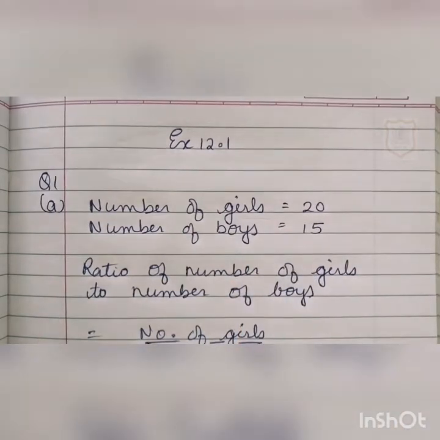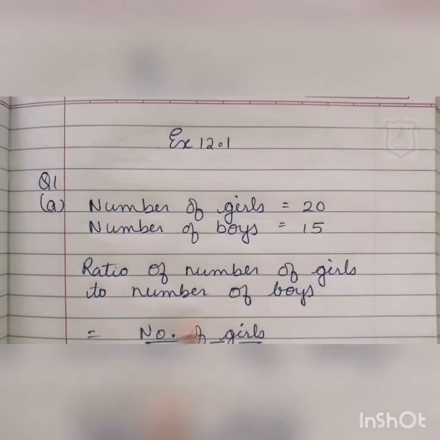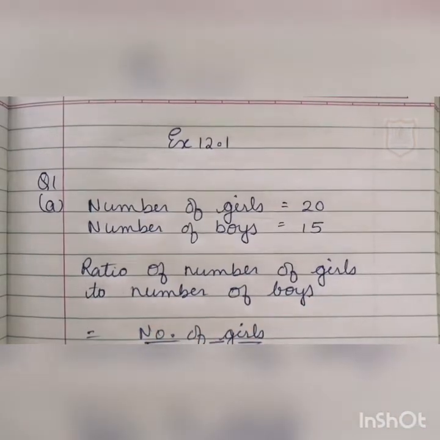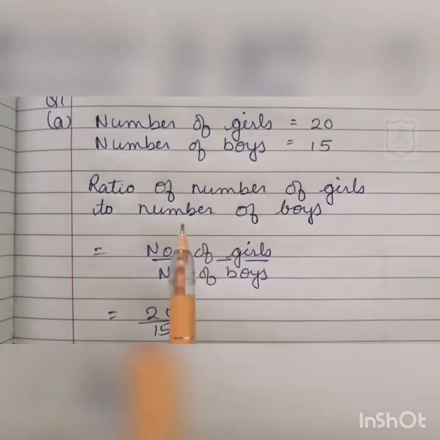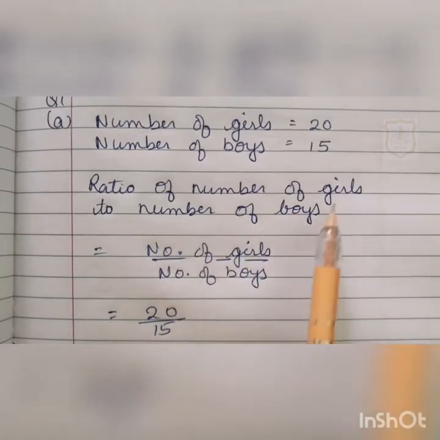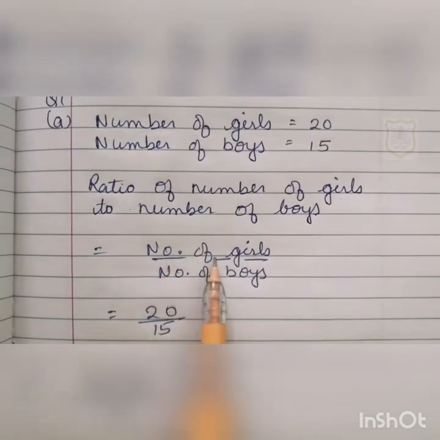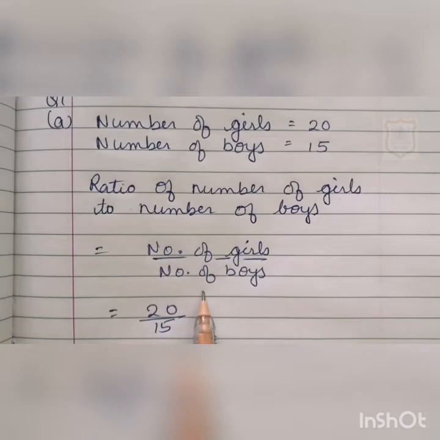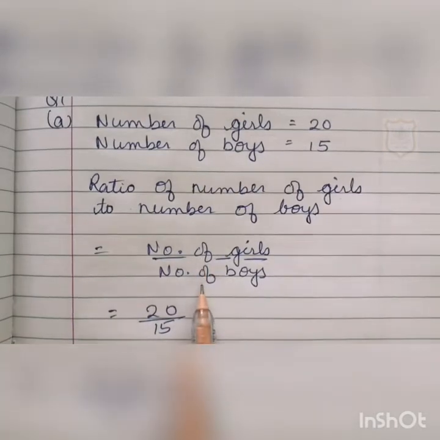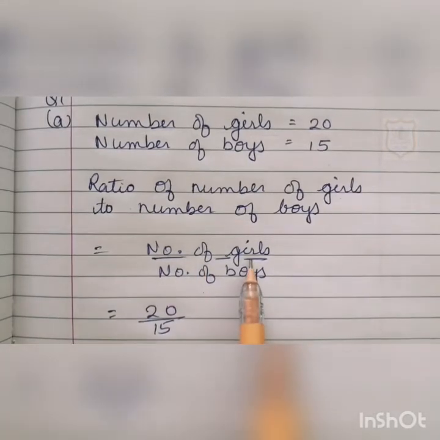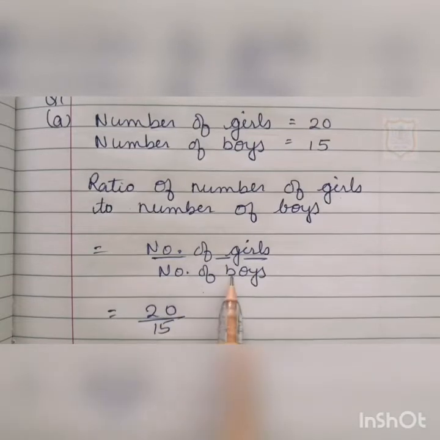Now the ratio of the number of girls to the number of boys, that we have to find out. So first is the number of girls, that we will write on the top, and second is the number of boys, that we will write below. Now the number of girls is 20, that we have seen, it is given in the text, and the number of boys is 15, that is also given.